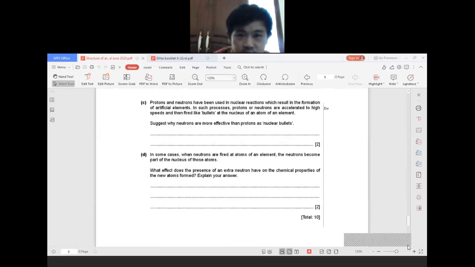Protons and neutrons have been used in nuclear reactions which result in the formation of artificial elements. In such a process, protons or neutrons are accelerated to high speeds and then fired like bullets at the nucleus of an atom of an element. Suggest why neutrons are more effective than protons as nuclear bullets.